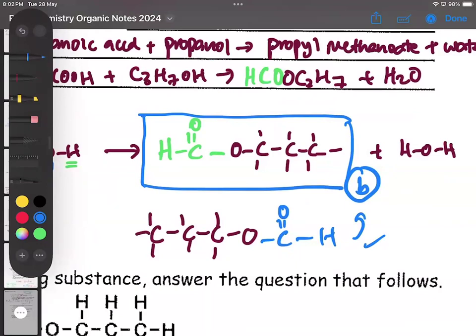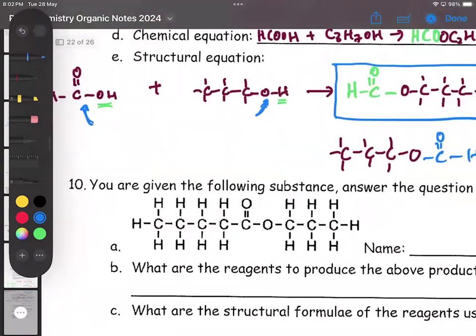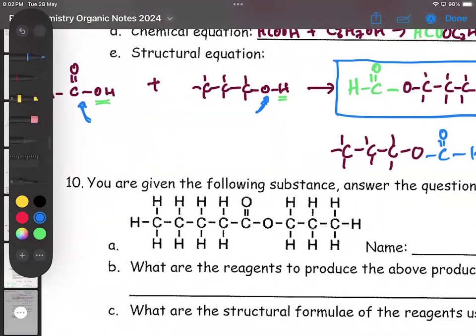Okay, let's dismantle question 10. Again, you see the CO, the one with the C double bond O. This is the acid part, where the O is the alcohol part.